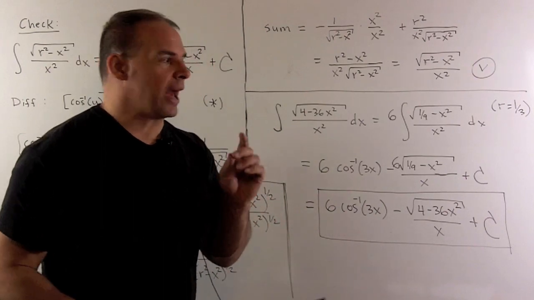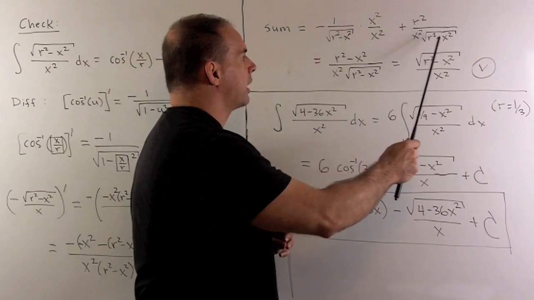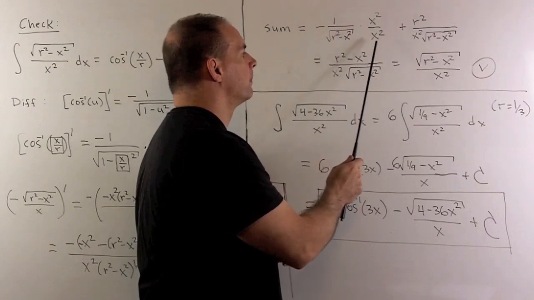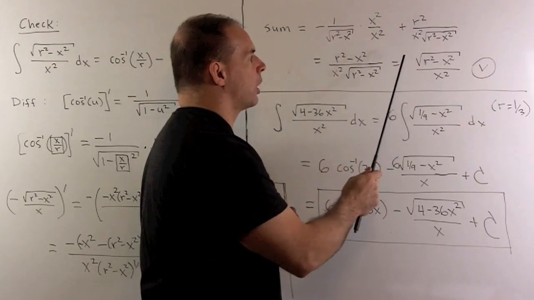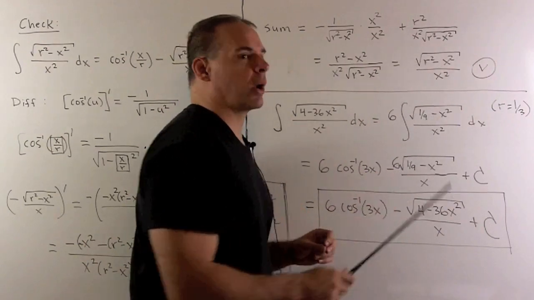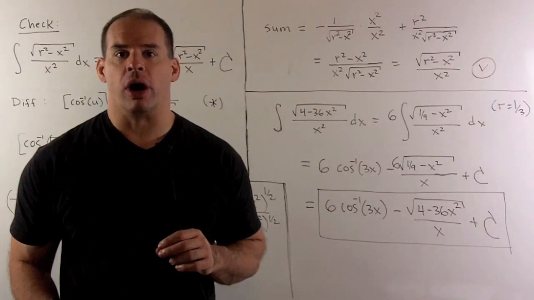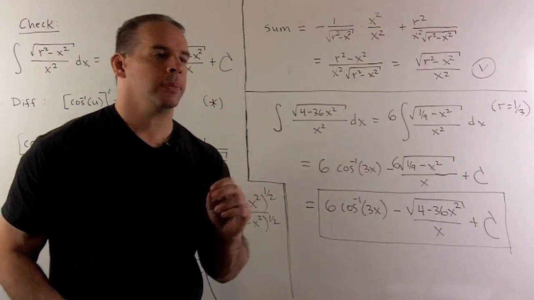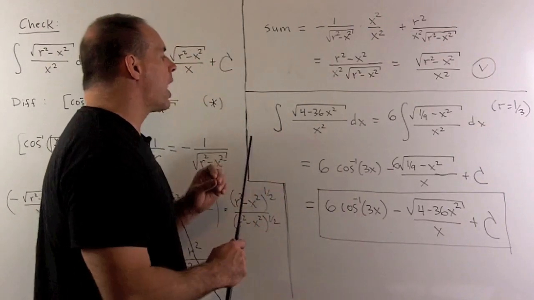So we add our derivatives. To put things over a common denominator, I multiply the first derivative by x squared over itself. When we simplify, we get square root of r squared minus x squared over x squared, which is the function in the integrand. So our work checks out. Now, let's return to the original problem.